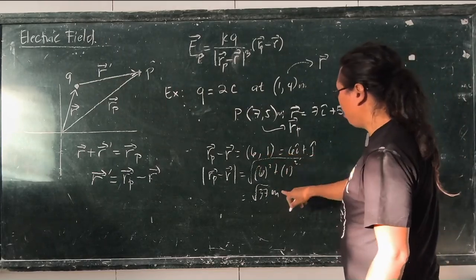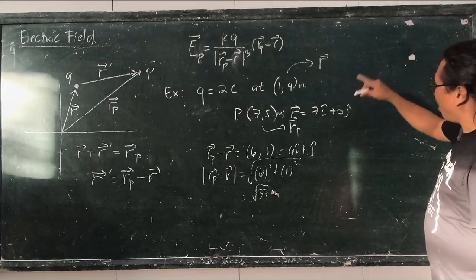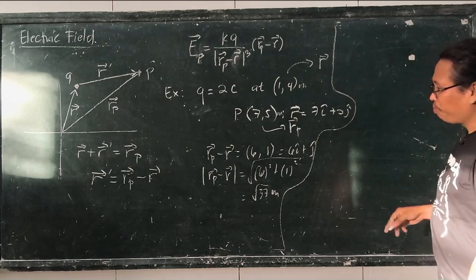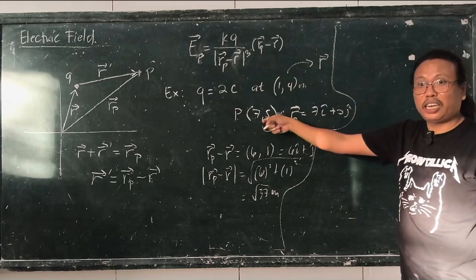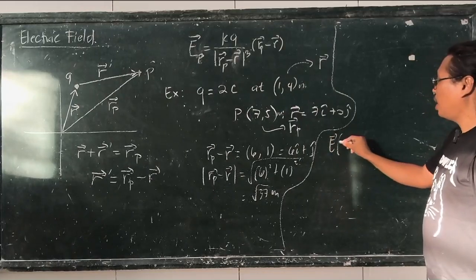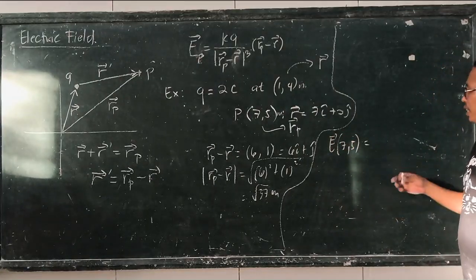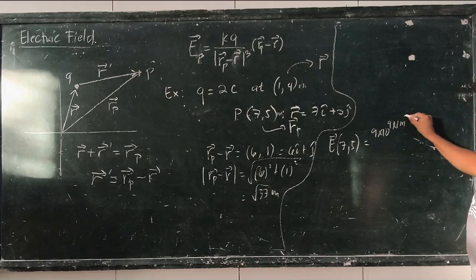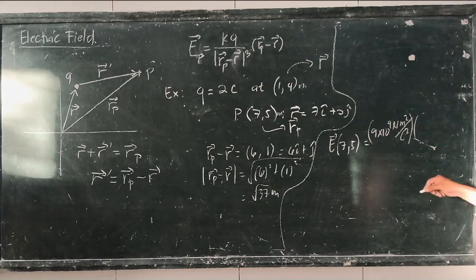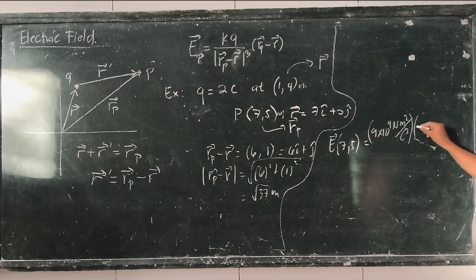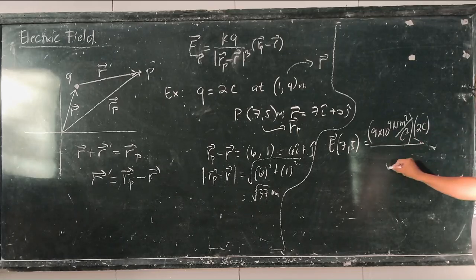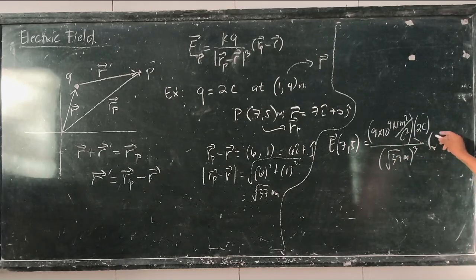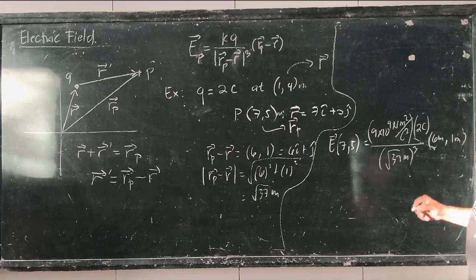Okay, we now have this and we now have that. So we can now find the electric field at this point, and let's just label that as 7.5. The electric field at 7.5 is kQ, so this is 9 times 10 to the 9 newton meter squared per coulomb squared, times our charge, 2 coulombs, over square root of 37 meter, cubed, times 6 meter, 1 meter. This vector.